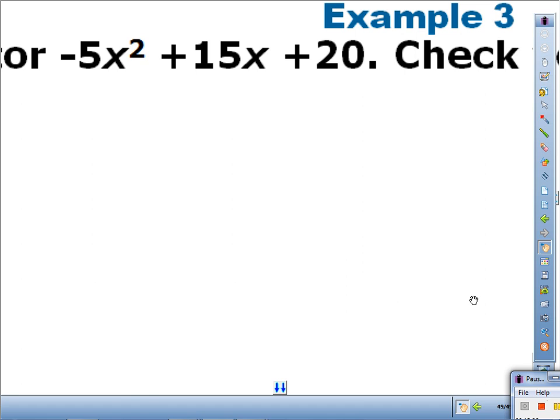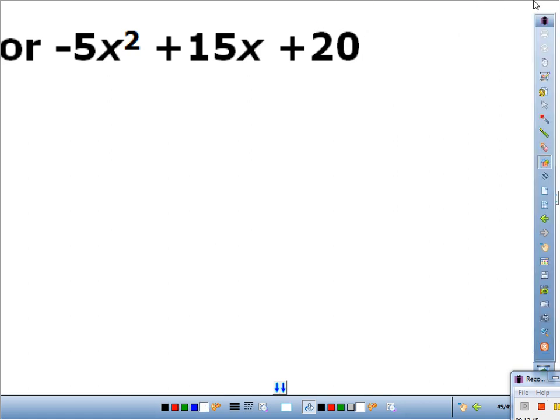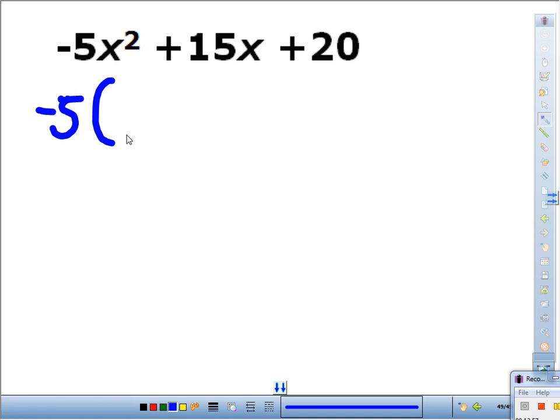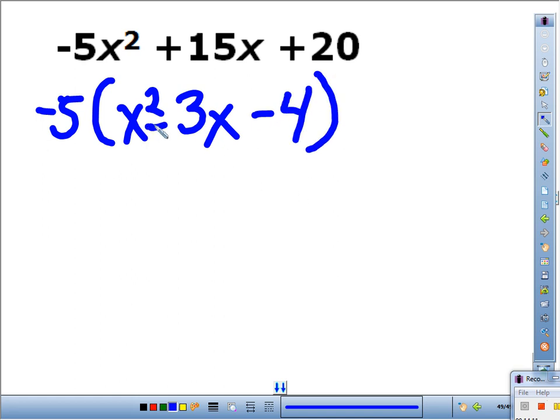Should be just about done. All right, you're on GCF. Negative 5. We're left with x squared minus 3x minus 4. Hands, if you got that so far.